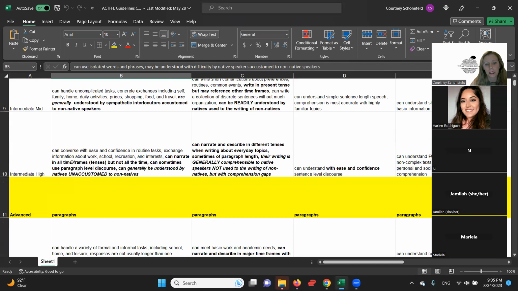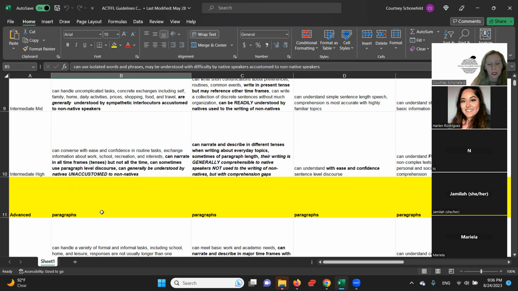Then we have intermediate high. Notice now they can converse with ease and confidence in routine tasks, right? They can narrate in all time frames. When they say time frames, they're talking about tenses, but not all the time. They're just starting to do that. They can sometimes use paragraph level discourse because that's an advanced skill, but they're at intermediate high, so sometimes they can do it. They can generally be understood by natives unaccustomed to non-natives. That's a big jump. Here they would have to be understood by those used to non-natives, and here unaccustomed. So intermediate high is a big jump from intermediate mid.